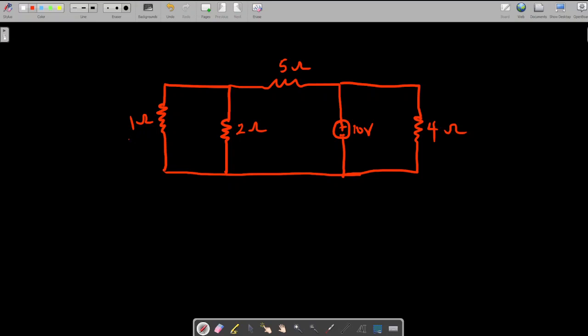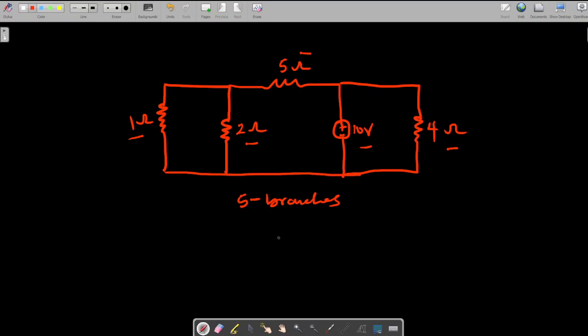So this is going to be 1, 2, 3, 4, and then 5. So we have 5 branches. All right, so 5 branches. 1, 2, 3, 4, 5.